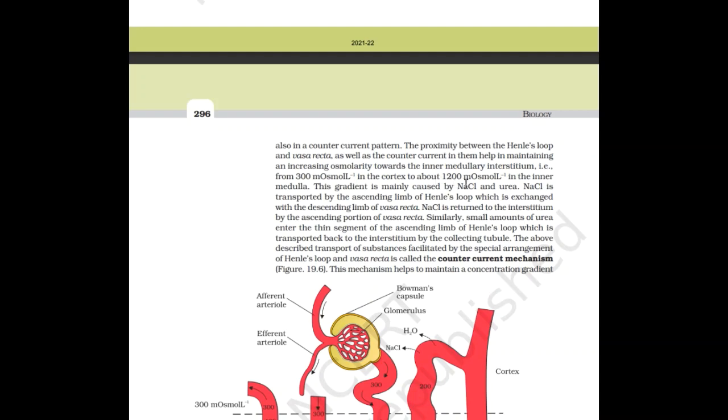about 1200 mOsmol per liter in the inner medulla. This gradient is mainly caused by NaCl and urea. Here you have to remember that the gradient is caused due to NaCl and urea.